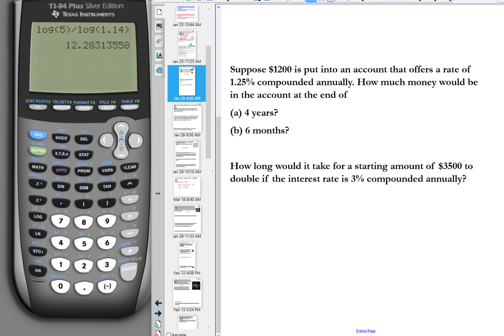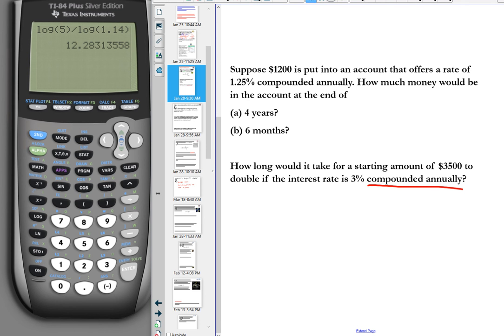How long would it take for a starting amount of 3,500 to double if the interest rate is 3% compounded annually? Okay, so this is compound interest, but it's being compounded annually. You're supposed to use the formula where you're dividing by n and then multiplying by n, but in this case, what is n? 1. Now, what's anything divided by 1? Itself. What's anything times 1? Itself. Oh, good. So I can use the same formula I just used.